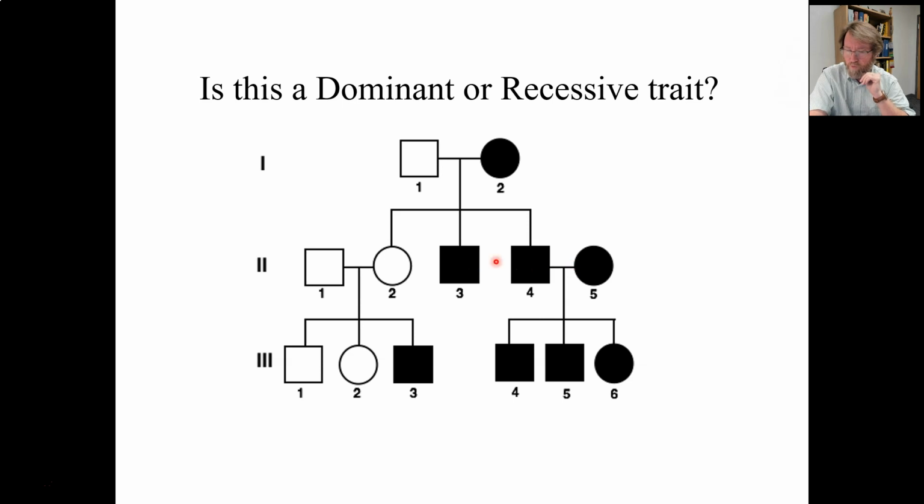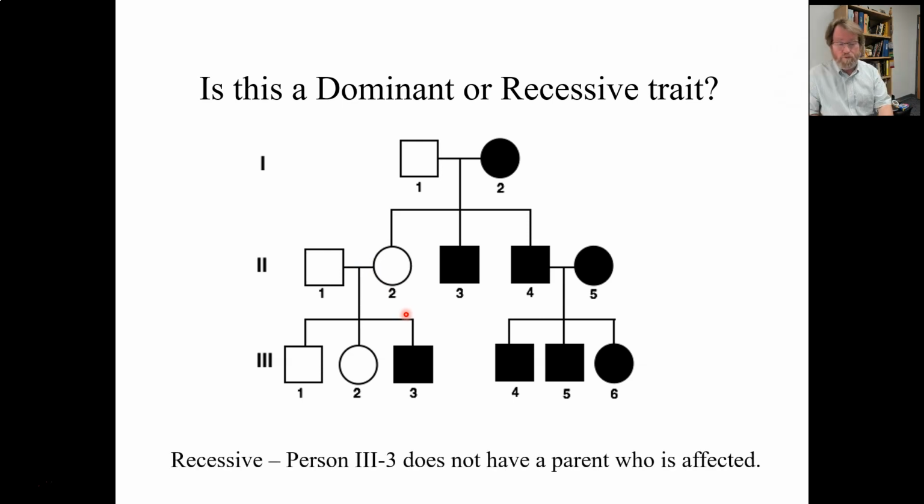Do people 3 and 4 have a parent who's affected? Yes. So far on the right side here, it looks like it's dominant. And then I get down to person 3, and they don't have a parent who's affected. And so that tells me, boom, right off that we're dealing with a recessive trait.